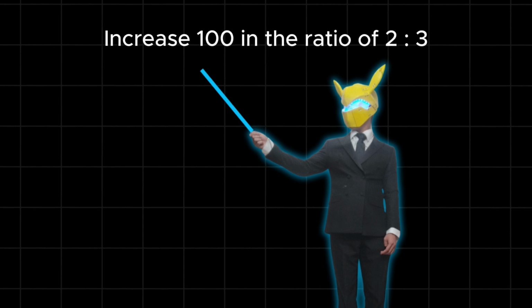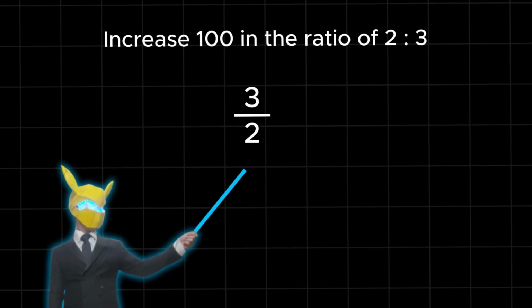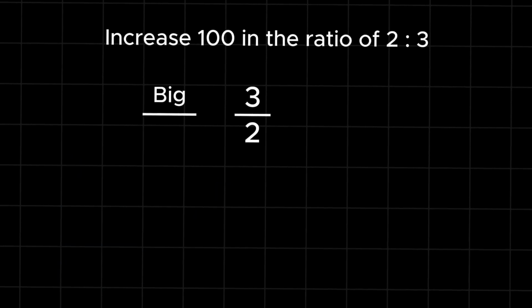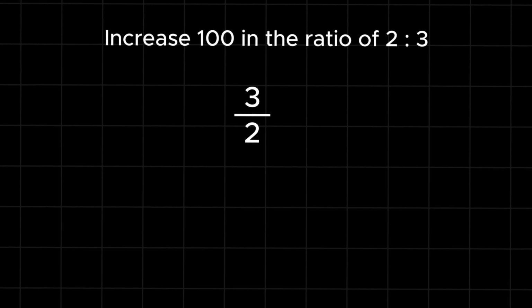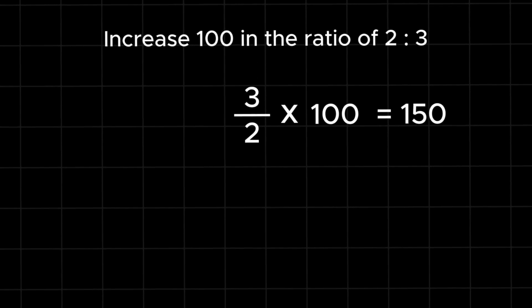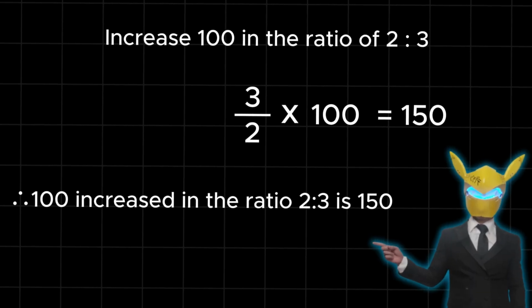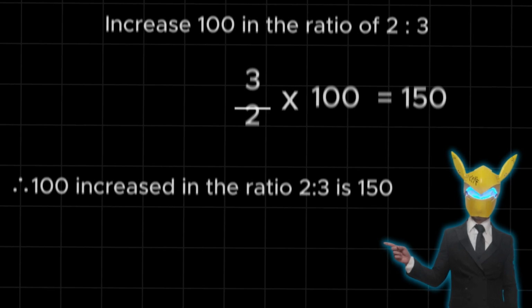Whenever you are increasing the number, you take the bigger number in the ratio and divide it by the smaller number. Big number on top, small number on the bottom. So we have 3 over 2 times 100 equals 150. Therefore, 100 increased in the ratio of 2 to 3 is 150.